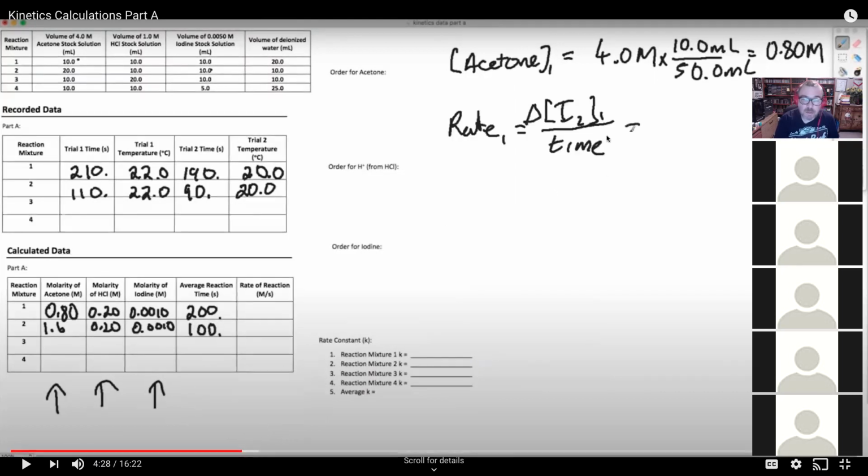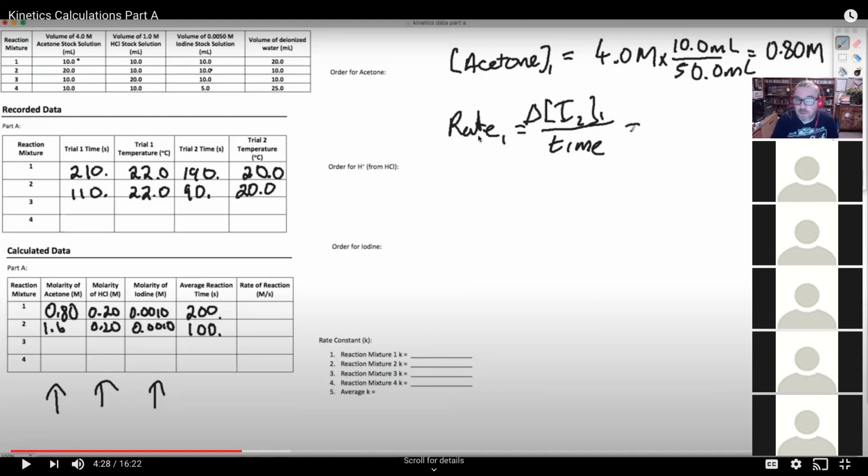Now, the next thing you'll need to do is calculate a rate. And as I said, it's going to be the concentration of I2, the change in that, divided by the time. The time is the reaction time. It's how long it took for it to go from yellow to colorless. And as I explained earlier, this initial concentration here is not this 0.0050. It's whatever you came up with down here, which is going to be 0.0010. And then we divide that by the time, that'll give us the rate. Anybody have any questions about that?